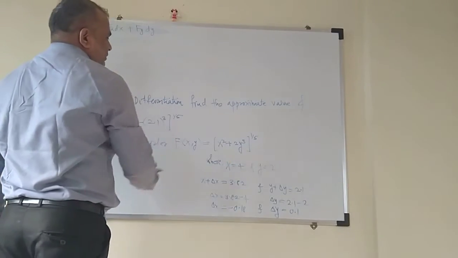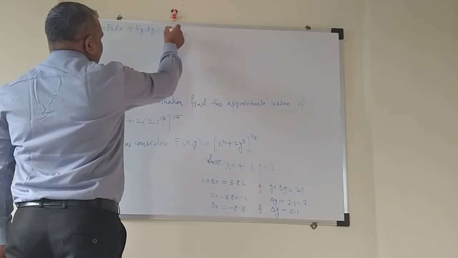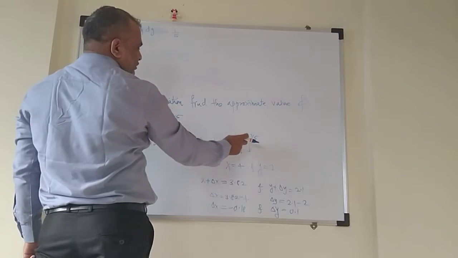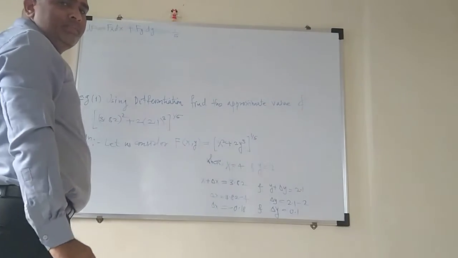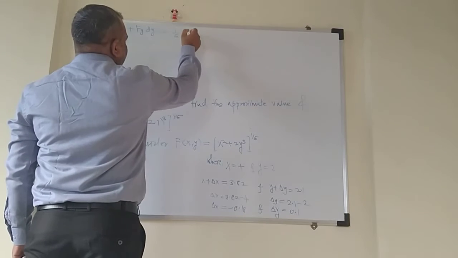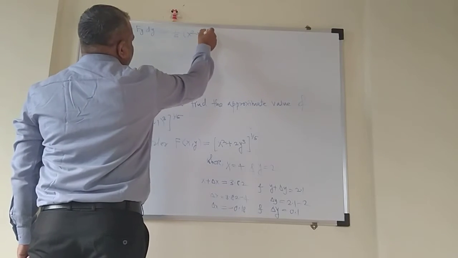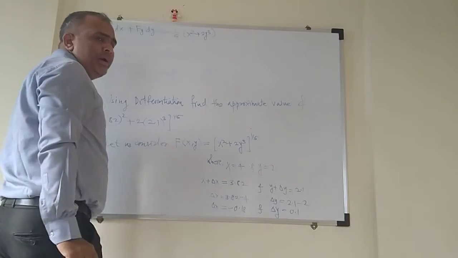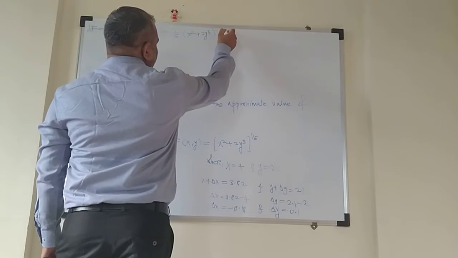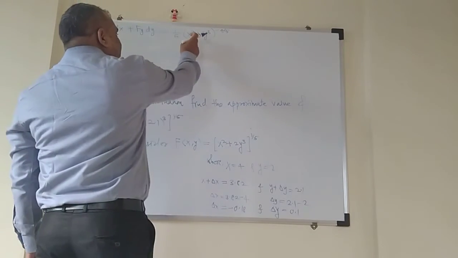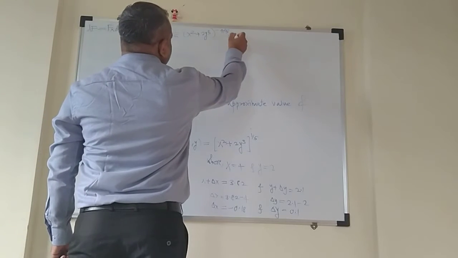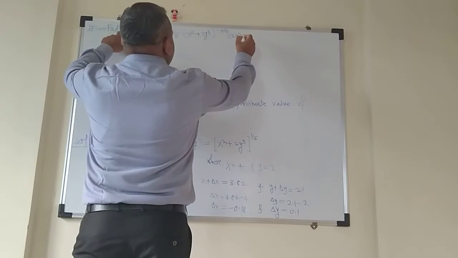If you take the partial differentiation of this bracket, that will give 1 upon 5 into the bracket, which is in terms of x raised to n, and the differentiation of x raised to n is n x raised to n minus 1. So into (x squared plus 2y cubed) raised to power 1 by 5 minus 1, that will be equal to minus 4 by 5, into the differentiation of this bracket with respect to x, that will be equal to 2x into dx.